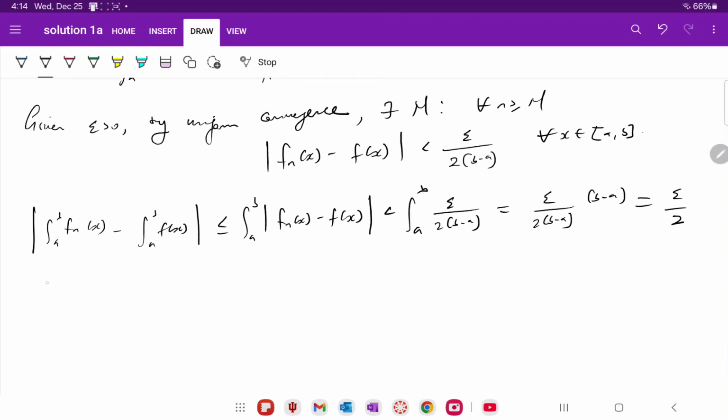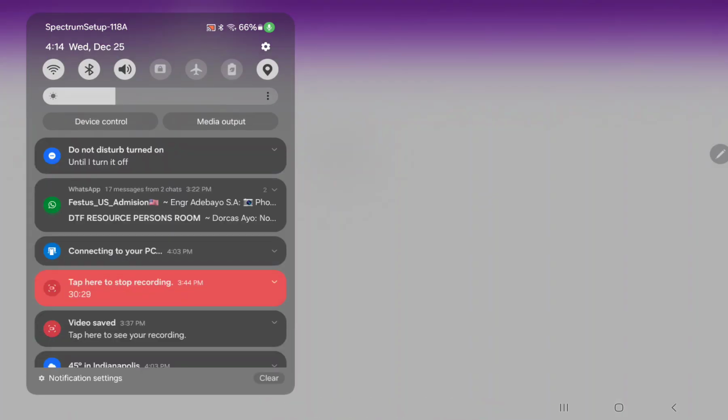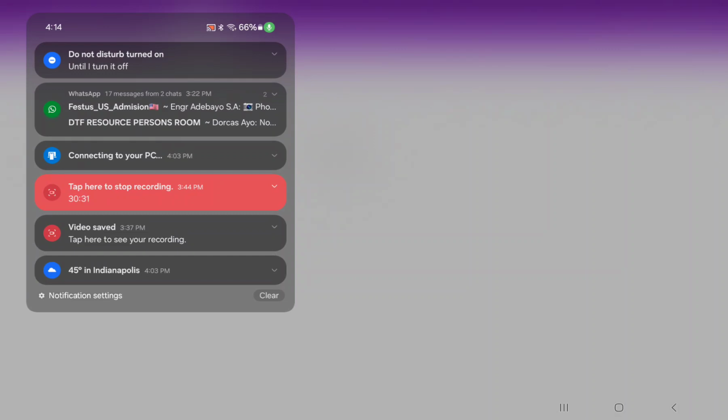So then the limit as n tends to infinity of the integral from a to b of fn(x) is equal to the integral from a to b of f(x). That ends the proof. So that ends all the exercises in section 1A.